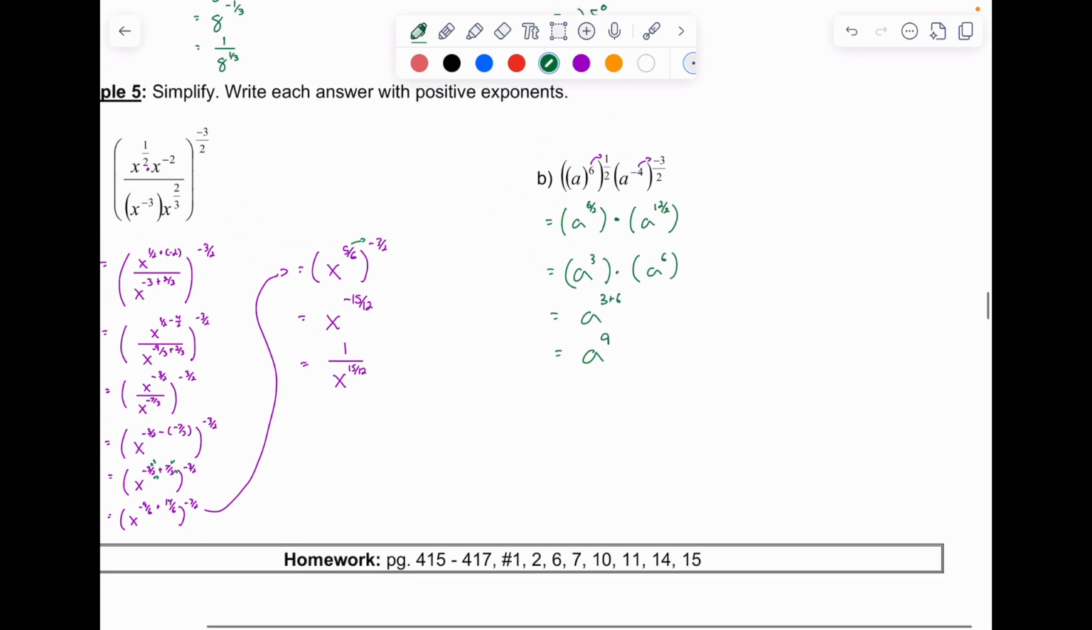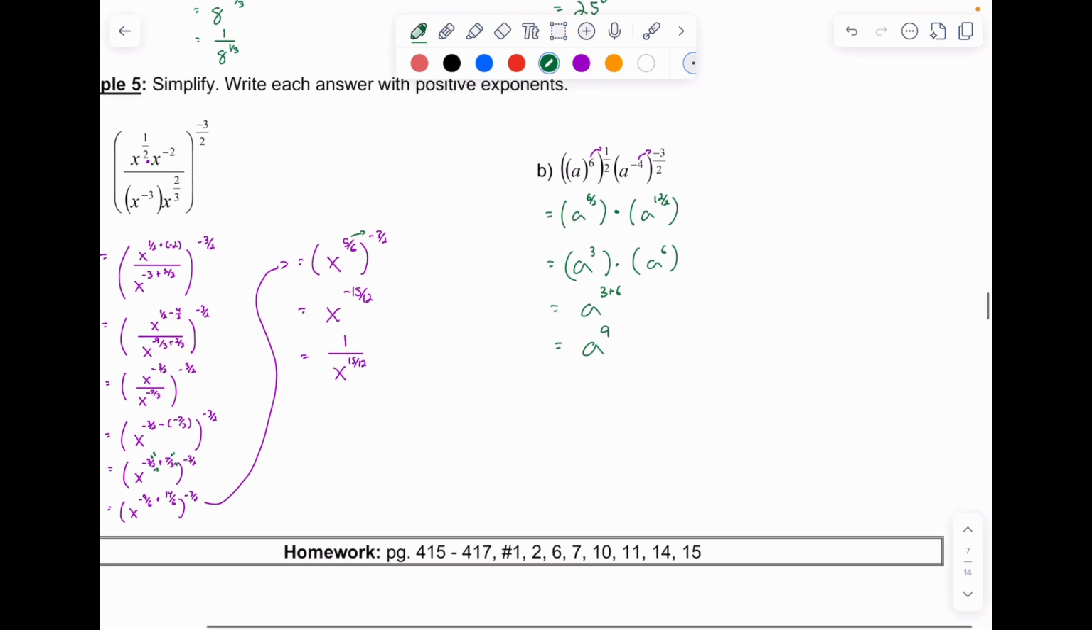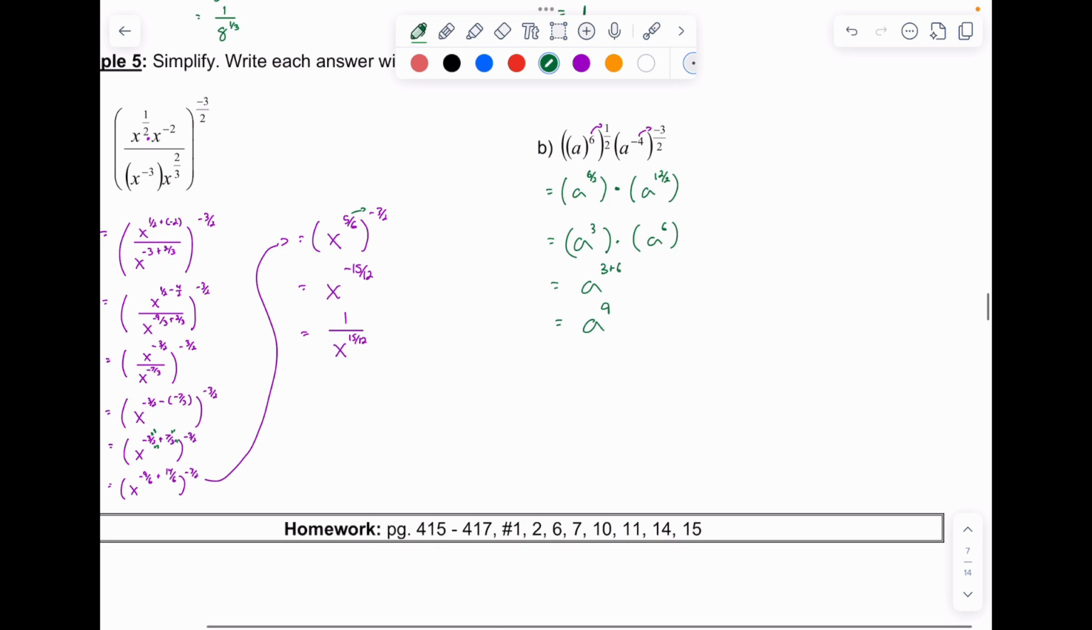And that is a positive exponent. Oh, yeah, and that's right, sorry, I thought I made a mistake with my negative. Yep, that's your final answer.